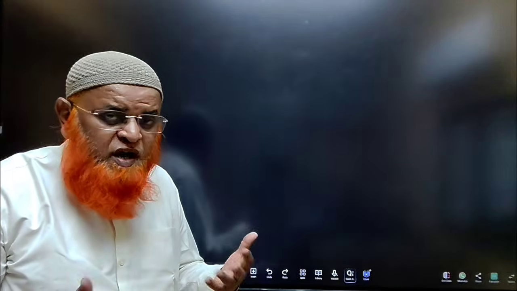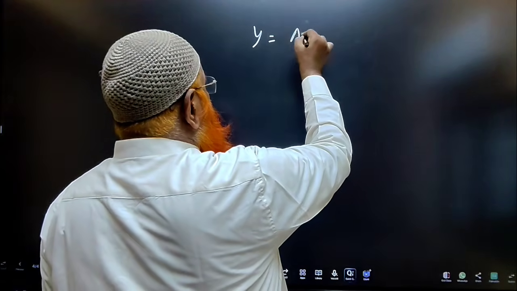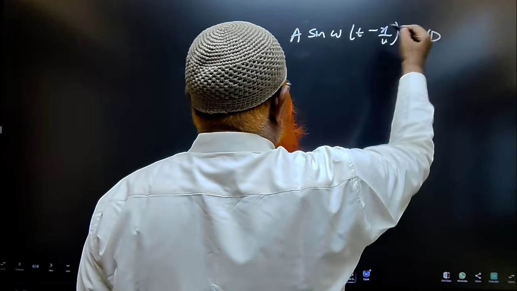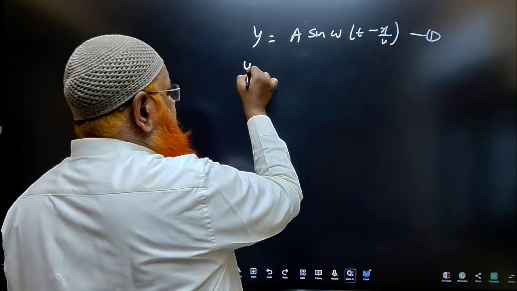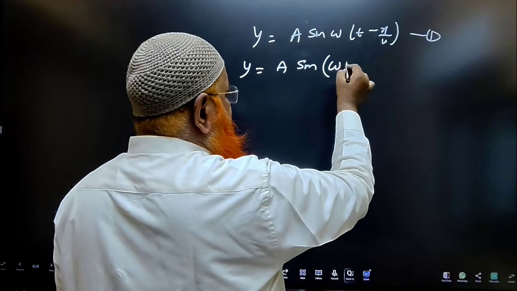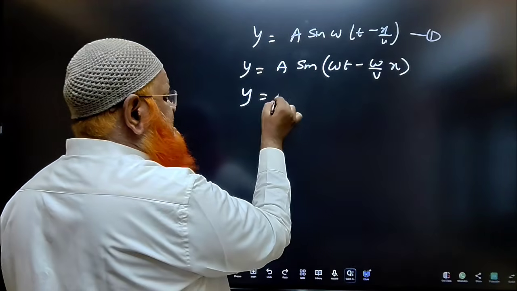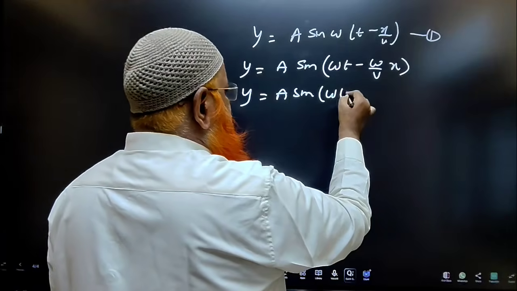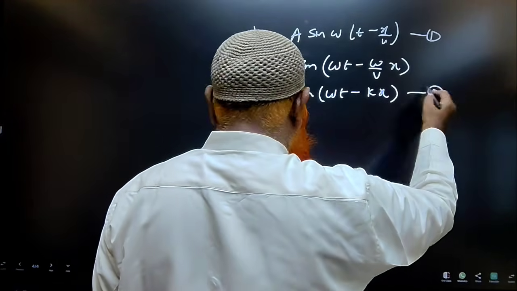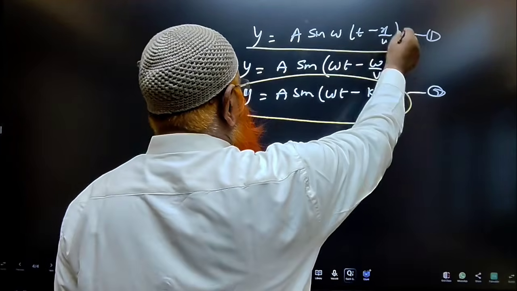Now, how many types of waves can we discuss? Wave equations we can discuss. The first one, which we have taken, is sine omega t minus x by v. This is going to be the first wave. If I take this sine, I can take omega inside, so I can also take omega by v into x. So y is equal to a sine omega t minus omega by v x, where omega by v is nothing but k. This is going to be the second equation which we have discussed here. So this is the second equation and this is the first equation for a wave.